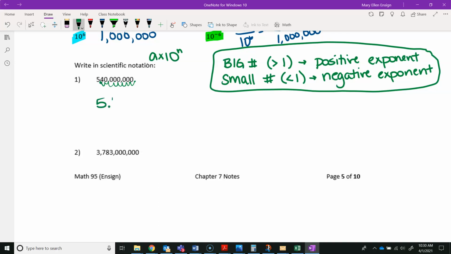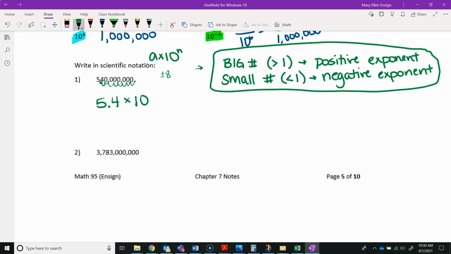So I get 5.4. I don't have to write all those zeros when they're after a decimal point. So here's my number between 1 and 10. So the compact way to write this is 5.4 times 10 to some power. Okay, well, the number for your exponent comes from how many moves you made. So 1, 2, 3, 4, 5, 6, 7, 8. So I know now that I have plus or minus 8. I don't know if I'm going to have positive or negative 8.